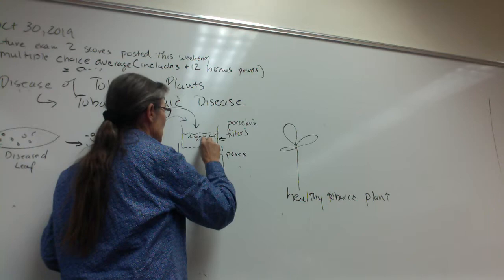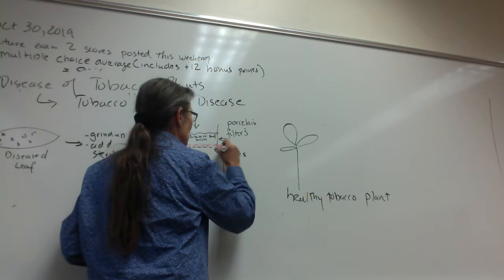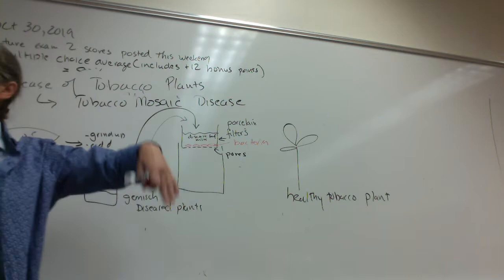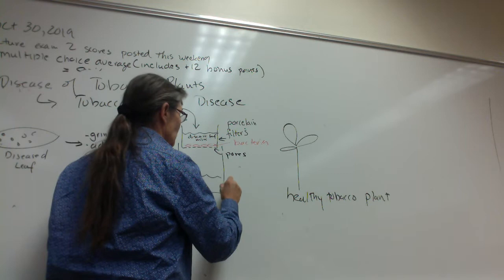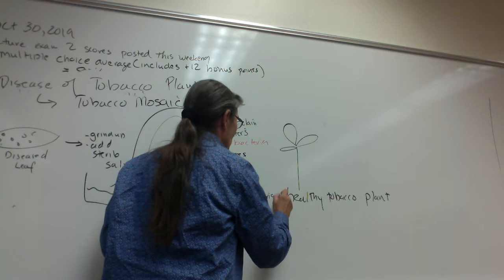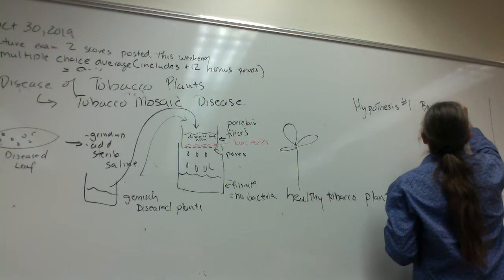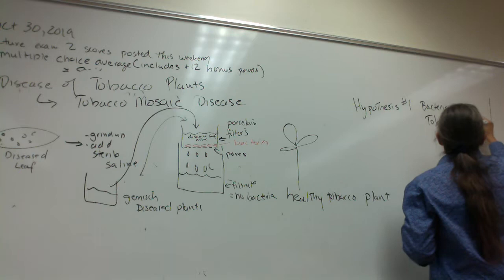And the idea was, you guys, that if the tobacco mosaic disease was being caused by a bacterium, so let me make these great big bacteria, you guys. So these are bacteria. Remember, the pores are so small, the bacteria can't sneak through, right? So you guys, what do you know then about the filtrate? Would there be any bacteria in it? No, right? So this is really cool. No bacteria. So the hypothesis was, and you guys remember, hypothesis, educated guess, let's just pretend, hypothesis number one: bacteria cause tobacco mosaic disease. Okay, so let's start with that hypothesis.